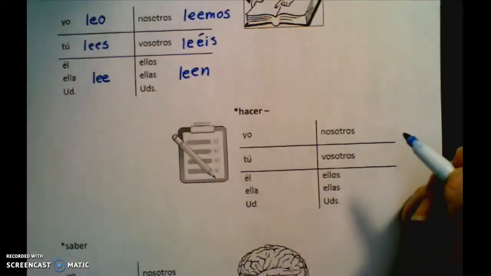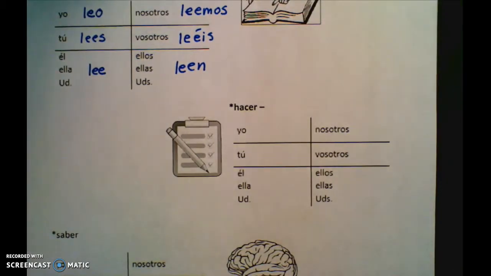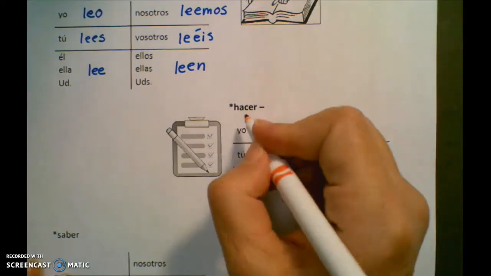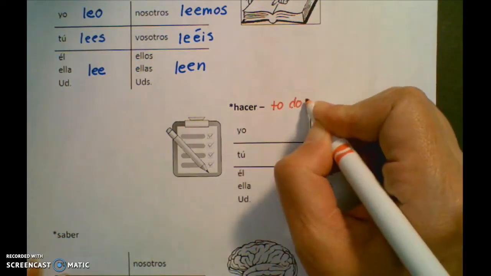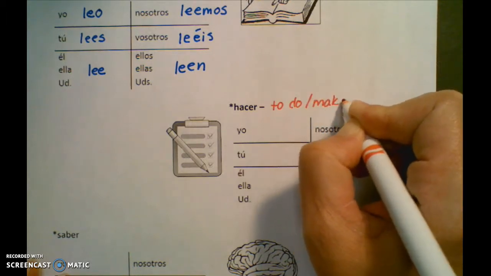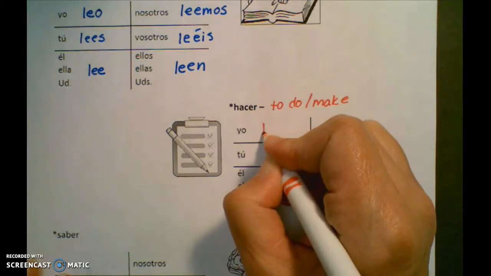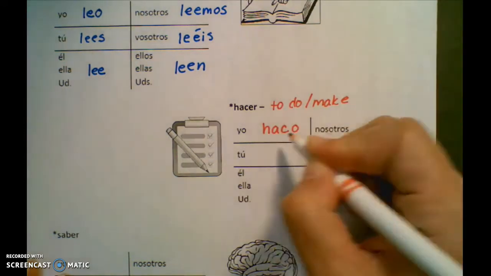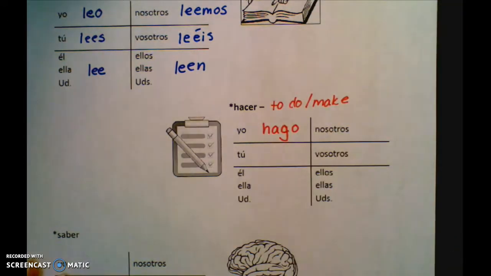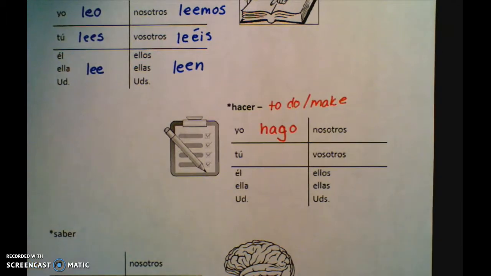All right, let's go down here to hacer. Let's do a little practice with this one. Now, this one, remember, hacer, I told you, has an irregular yo form. It's to do or make. You would think you'd keep the C and just add the O and it'd be haco, but it's not. The C is a G, hago. Everything else in this verb is normal. It just has an irregular yo.